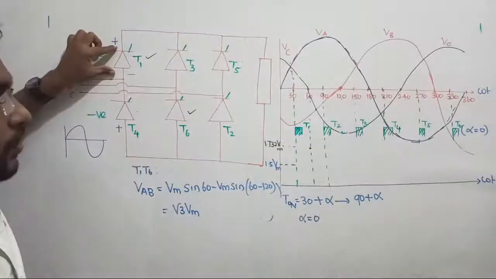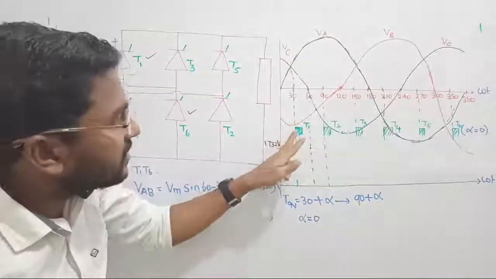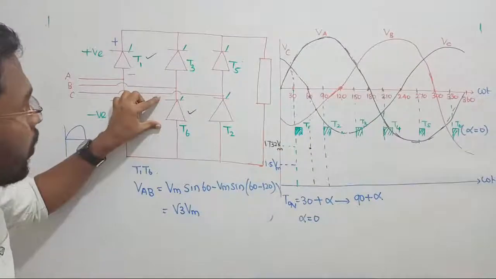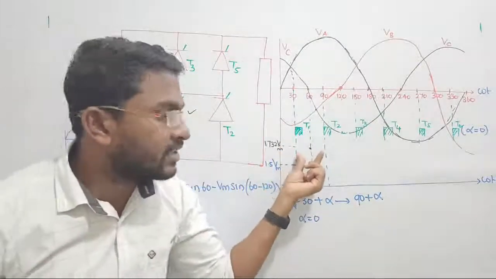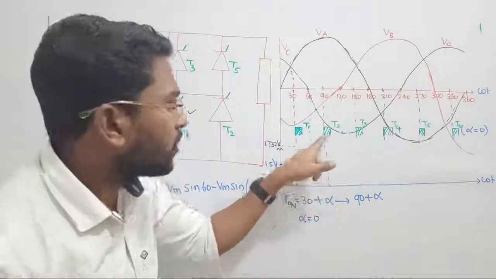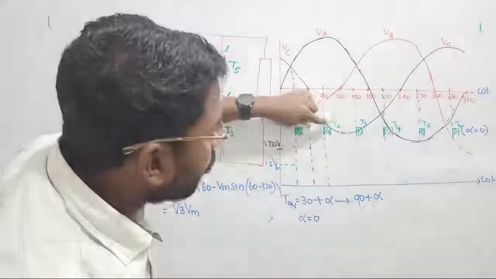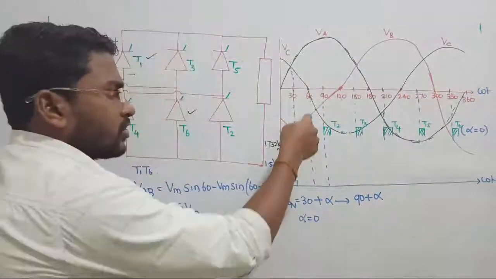VA is more positive. At the same place, who is more negative? T6, that is VB. VB is more negative, so T1 and T6 will be in connection. You can find it yourself now. Next, look at this waveform: who is more negative in this zone?